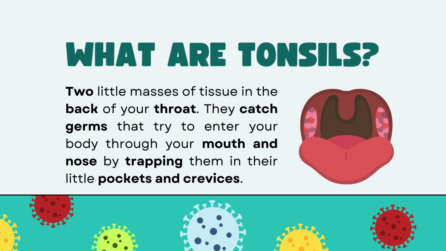So, first up, what are tonsils? Tonsils are the two little masses of tissue in the back of your throat that catch germs that try to enter your body through your mouth and nose by trapping them in their little pockets and crevices. Along with the adenoids, tonsils are part of the lymphatic system that clears away infection and keeps body fluids in balance.